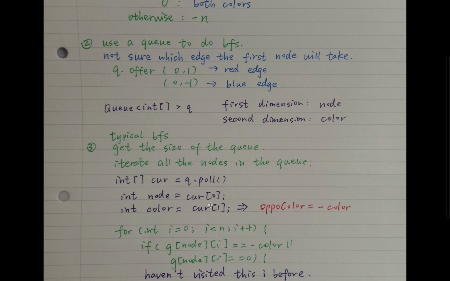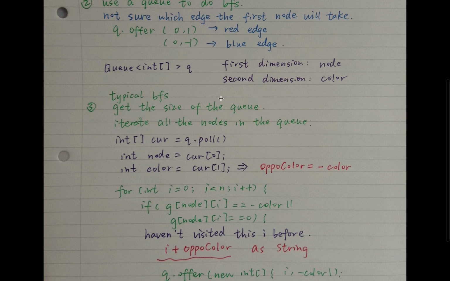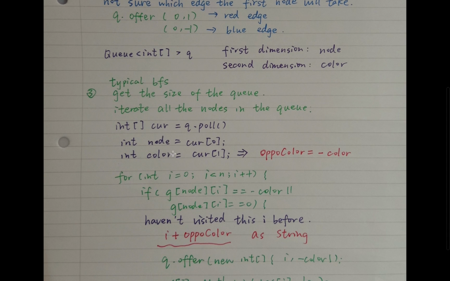Then we just do a typical breadth-first search. We get the size of the queue, because all the nodes in the queue at that time have the same length from node 0. That's the reason we get the size of the queue. Then we iterate over all the nodes in the queue. We get cur, and the node will be cur[0], and the color will be cur[1].